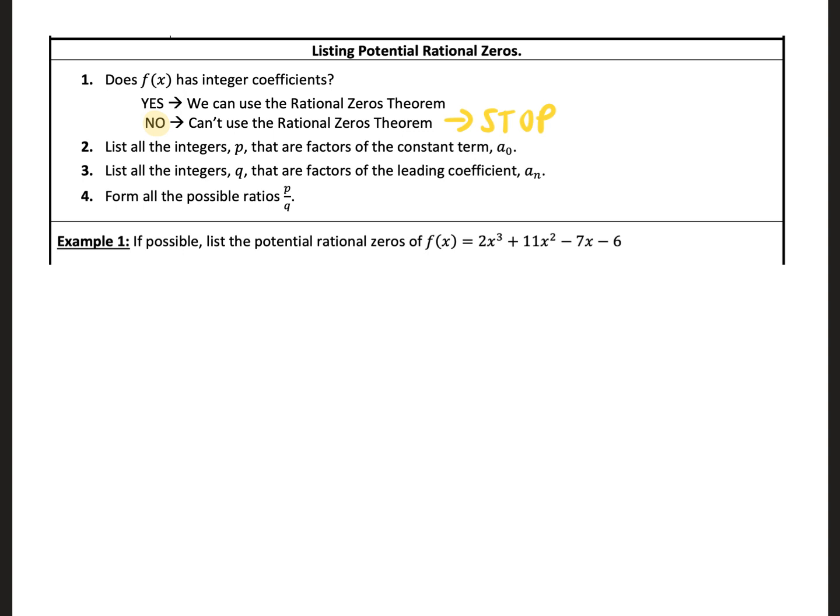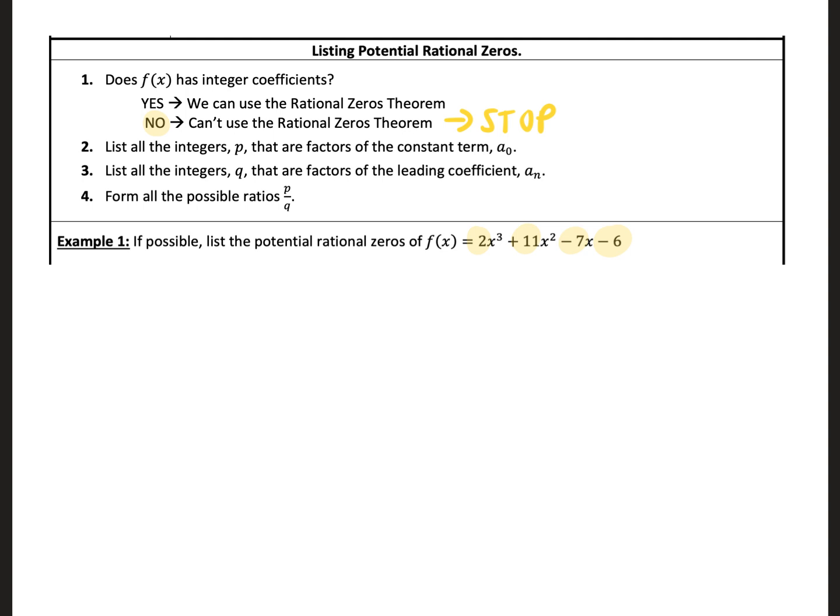For example 1, if possible, list the potential rational zeros of f of x equals 2x cubed plus 11x squared minus 7x minus 6. We're going to start by looking at our coefficients. We have 2, we have 11, we have negative 7, we have negative 6. Those are all integers, so that means we can use our rational zeros theorem. Since those are all whole numbers, we can move on to the next step.